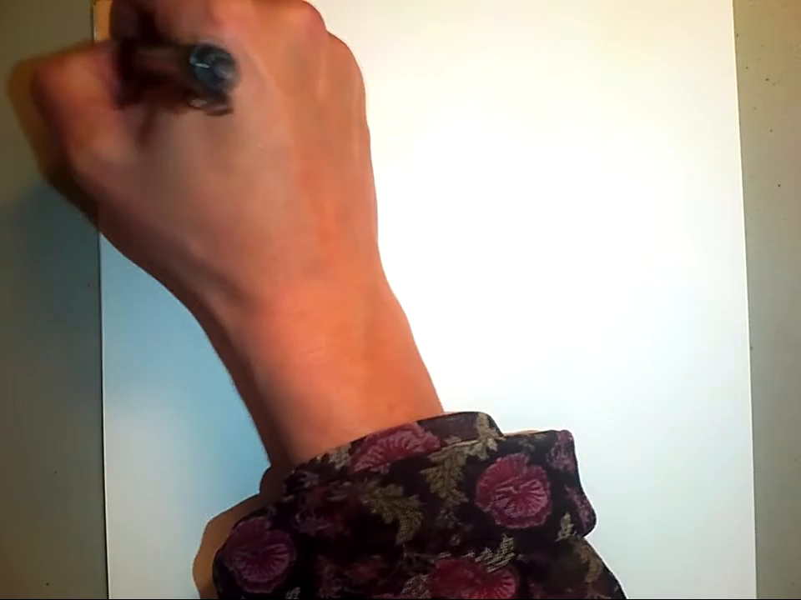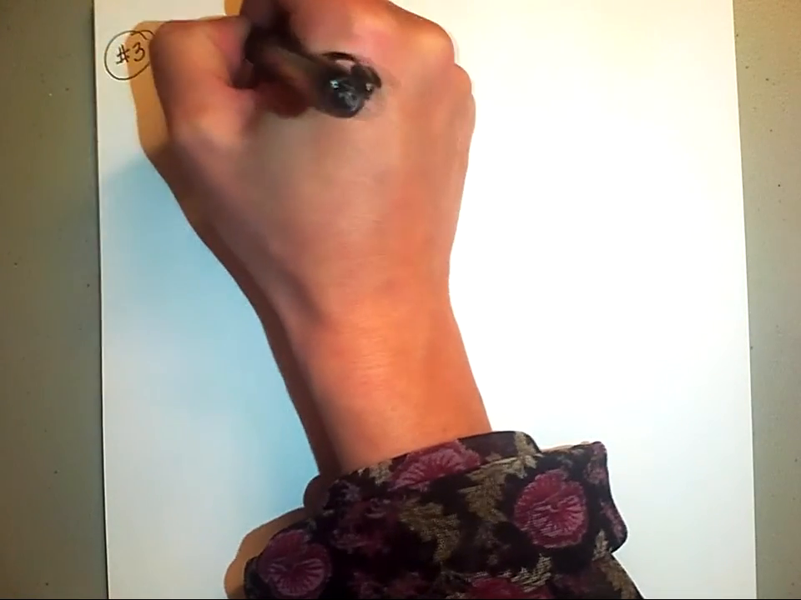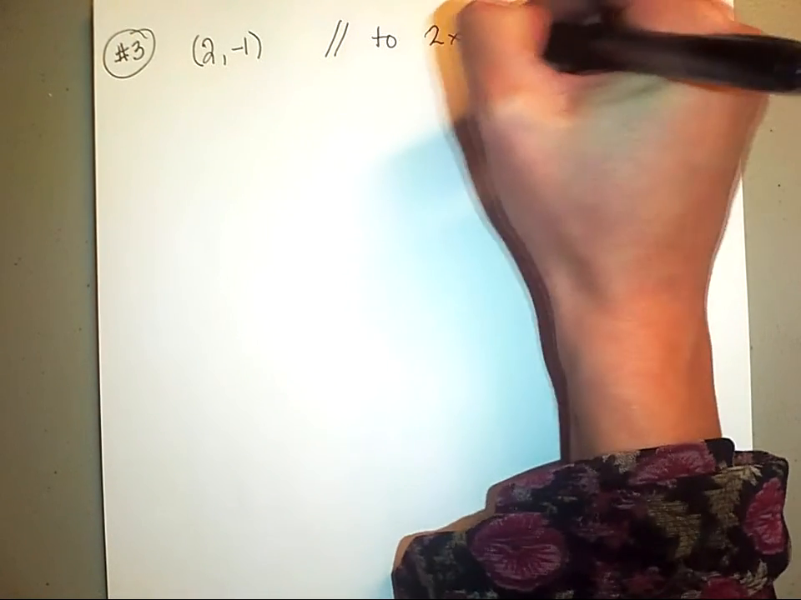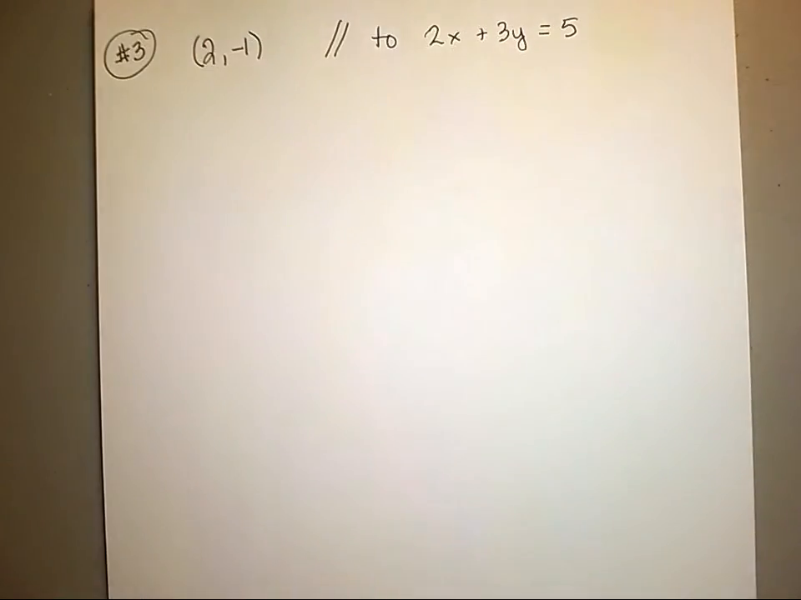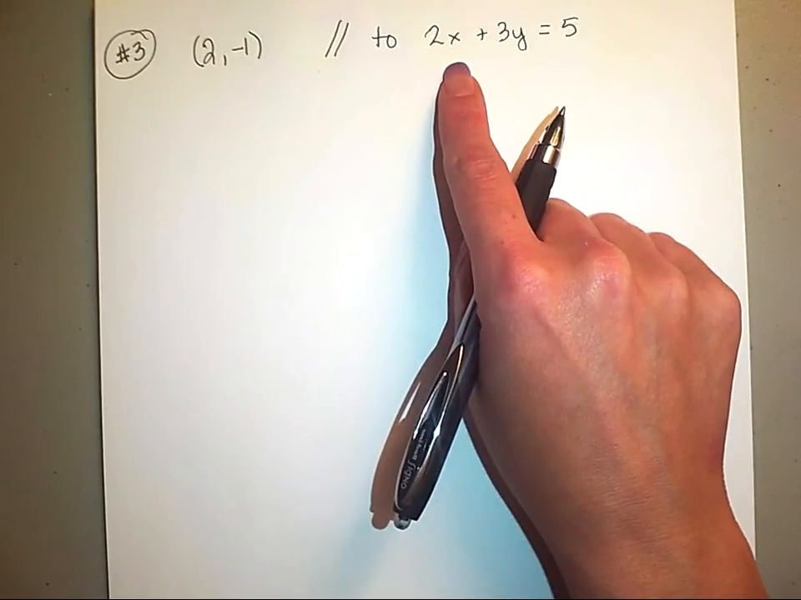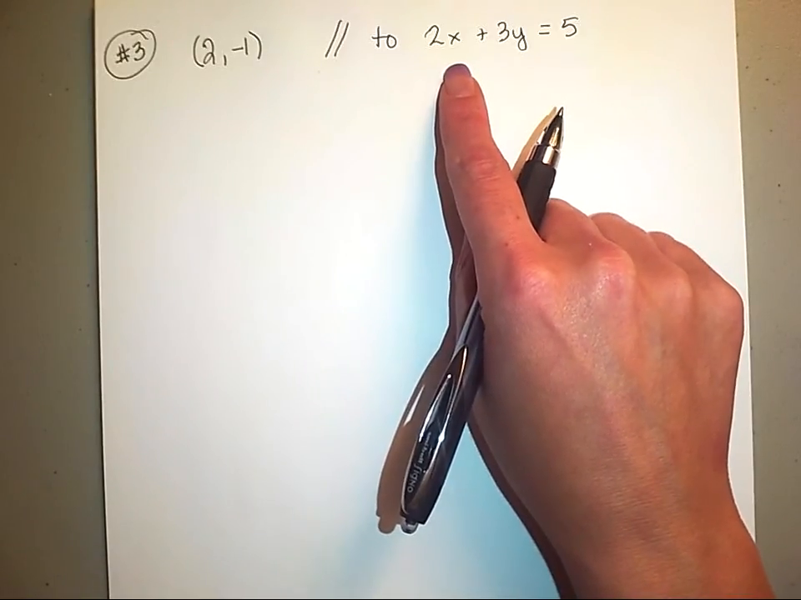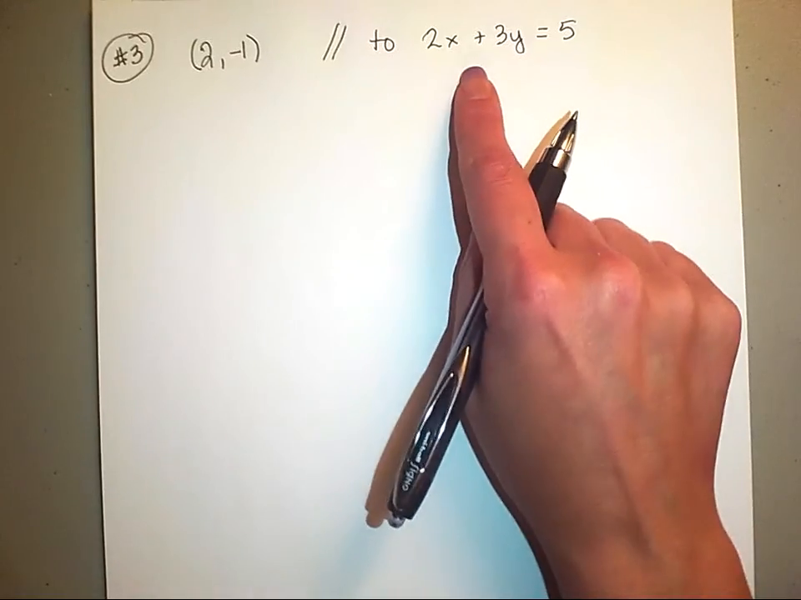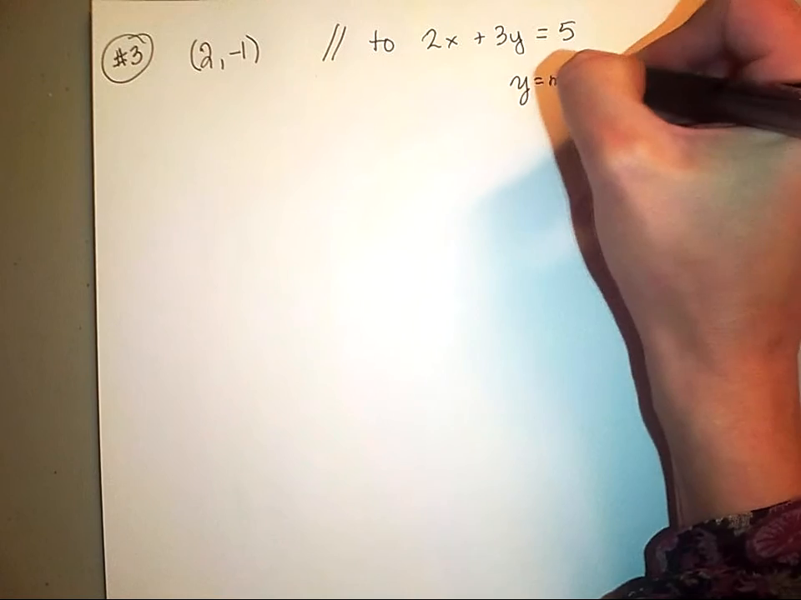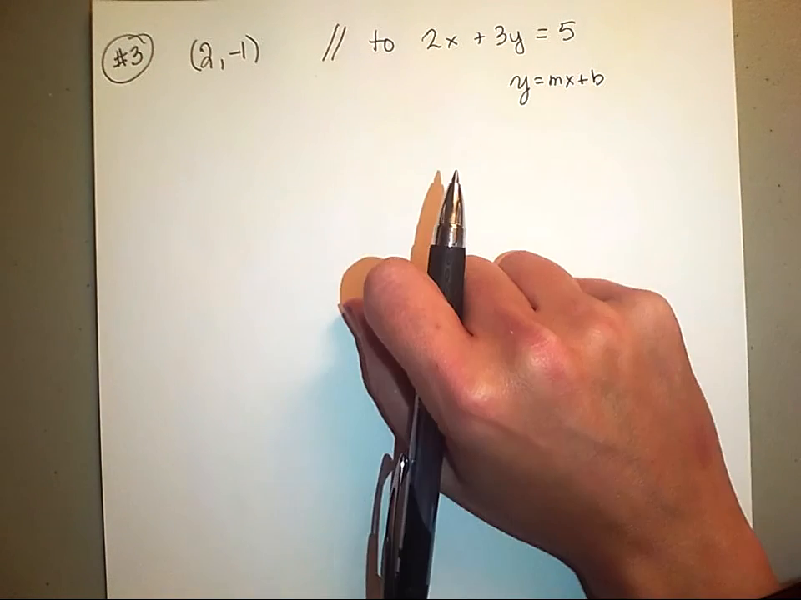Okay, so let's do the next one. We'll do number 3 and number 4 and then check on Desmos separately. The point is (2, -1), and we need to be parallel to 2x plus 3y is equal to 5. So we have a little bit more work to do here. This is not in y equals mx plus b, so we can put it that way, and that way we could figure out what the slope of this line is. We're going to solve this equation for y.